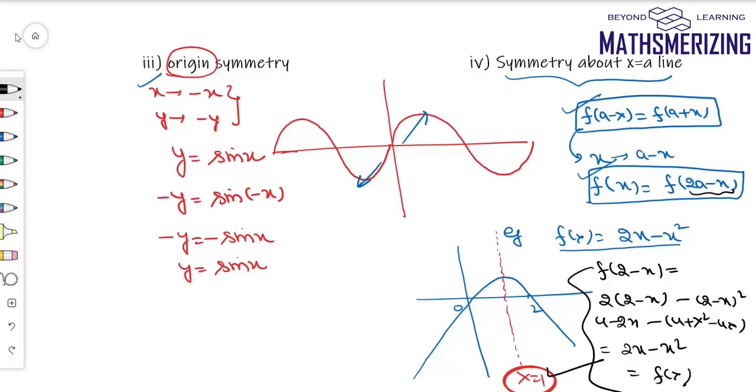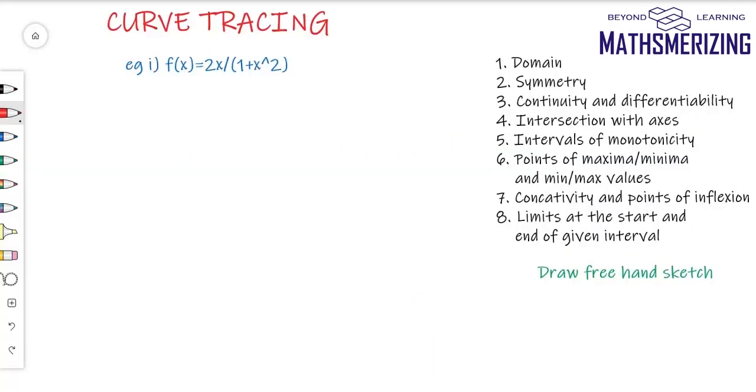In the previous lectures, we have studied how to draw interesting and stunning graphs using transformation. Now today we'll study how to draw them using curve tracing. Now curve tracing does involve a lot of steps, but at the end you'll get comprehensive and elaborate graphs.